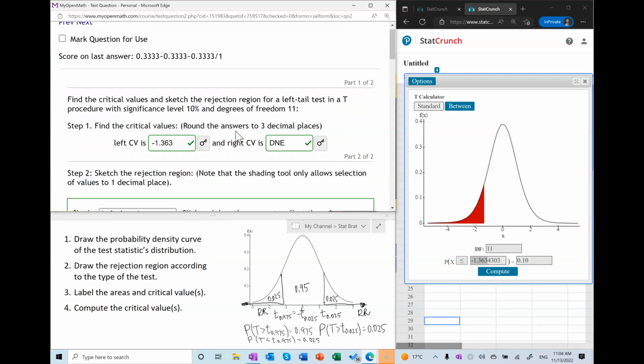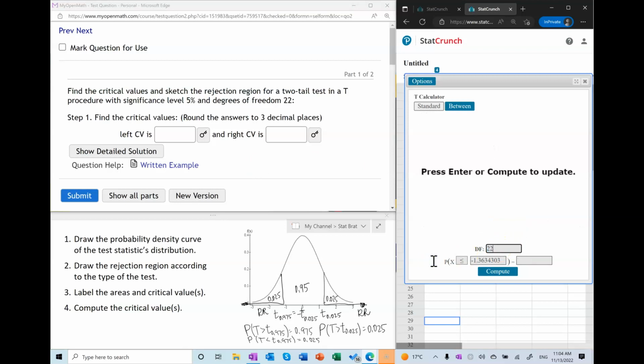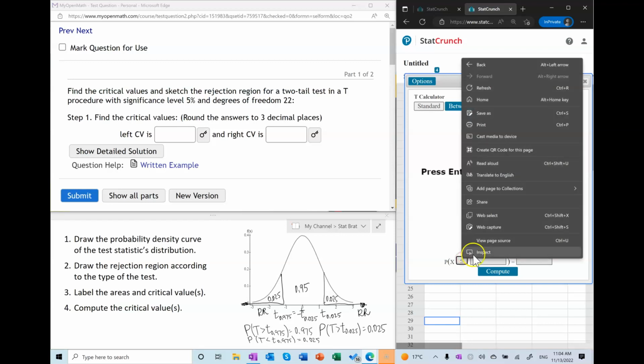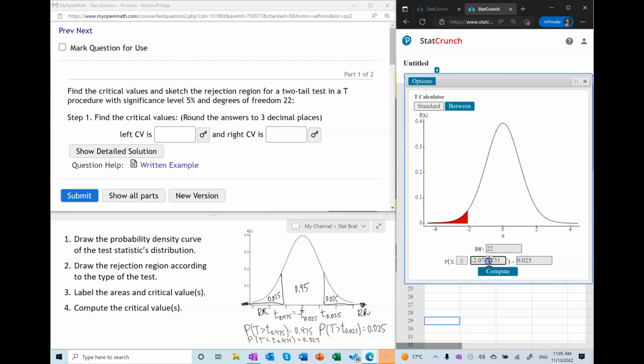Now for the two-tailed test, hopefully the next one is a two-tailed test. Nope, let's generate a new problem. Yep, this is a two-tailed test. I'll show you a couple ways here. So first we open the right calculator, so we enter 22 degrees of freedom. And in a two-tailed test, the significance level is evenly split between the tails. So if you take your alpha and divide it by 2, that's the area to the left of the left critical value. It is also the area to the right of the right critical value.